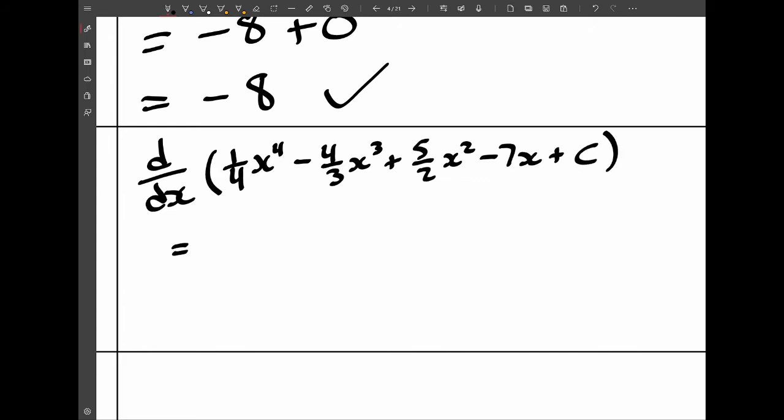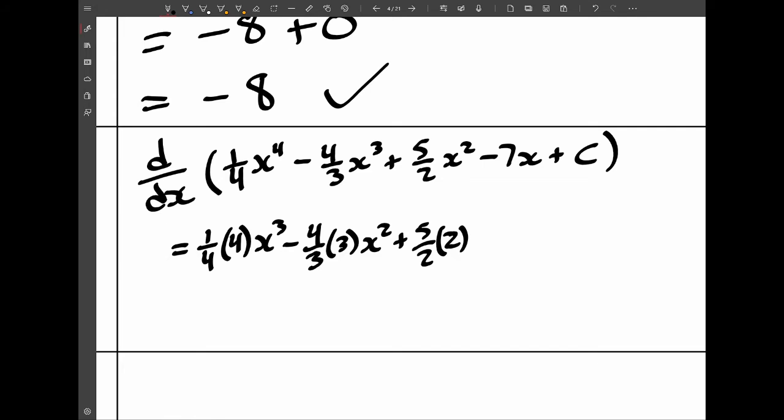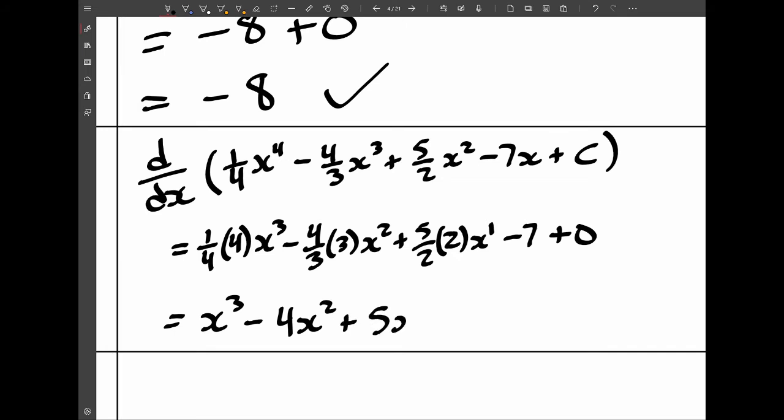That's going to give us, we're going to bring down that 4, so it's going to be 1/4 times 4 x cubed minus 4/3 times 3 x squared plus 5/2 times 2 x to the power of 1 plus 7 plus 0, or x cubed minus 4x squared plus 5x plus 7. Cha-ching!